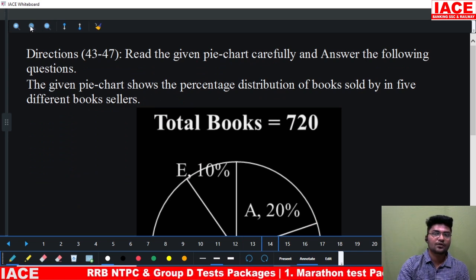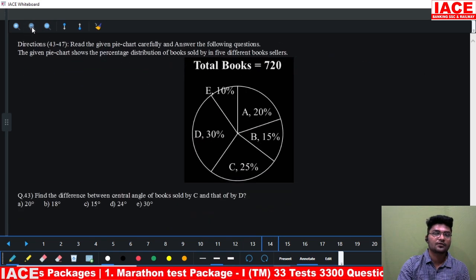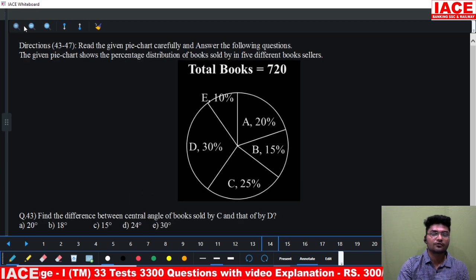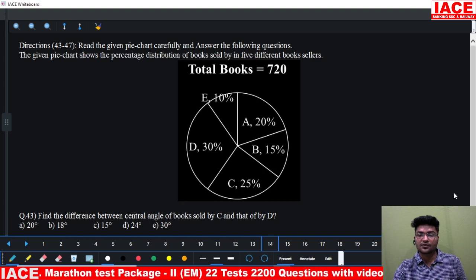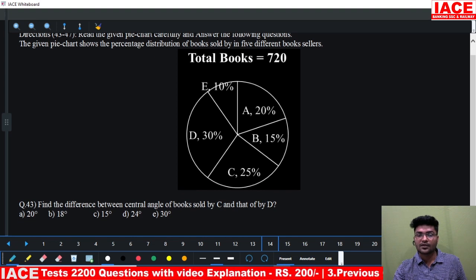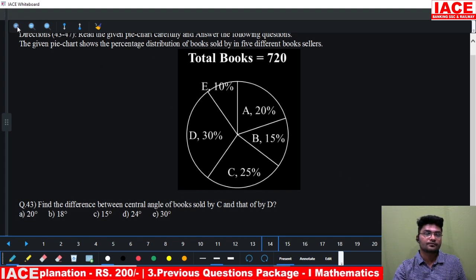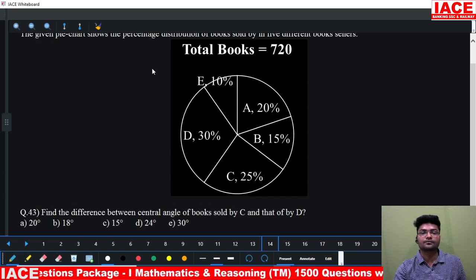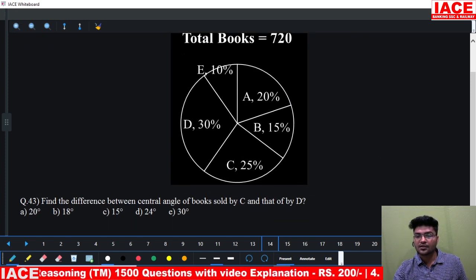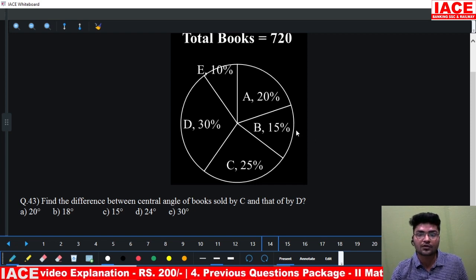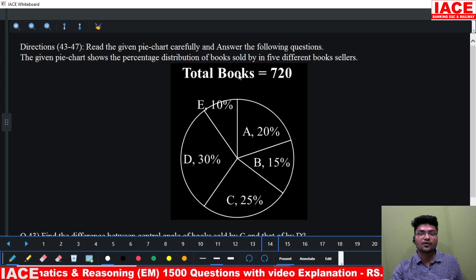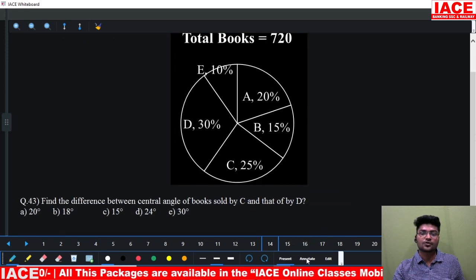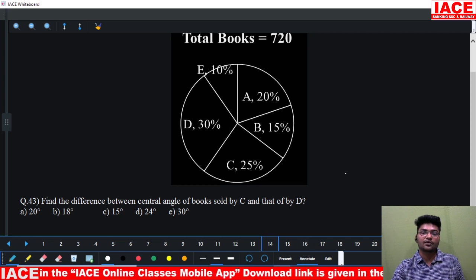Next question. Question number 43 to 47. Now, in this question, a pie chart is given to us. What is this pie chart talking about? This pie chart is telling us about the total number of books sold by 5 different booksellers. So, total books are 720.